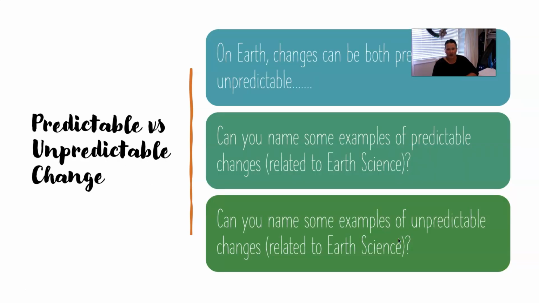And if we think about predictable versus unpredictable changes which occur on Earth, I want you to think about things related to Earth science, maybe Earth or space systems, that are predictable. Predictable meaning we know that they're going to occur before they actually do, versus things which are unpredictable. So what kind of changes, again, related to Earth science, can you think of that are predictable versus unpredictable changes?